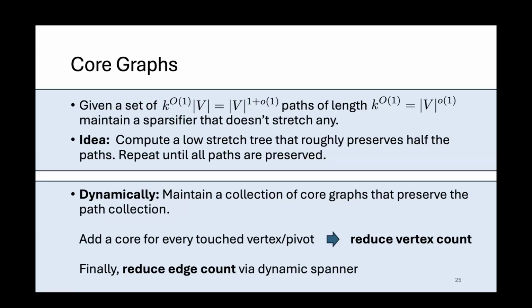We will add a core or a forest component for each touched vertex / pivot, and this will reduce the vertex count. And then, I won't go into this, we finally have to reduce the edge count as well, which we do by a dynamic spanner. Then we just recurse, which yields our vertex sparsifier.